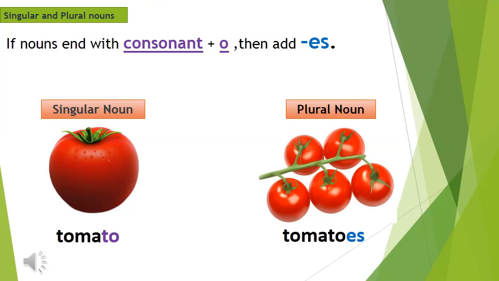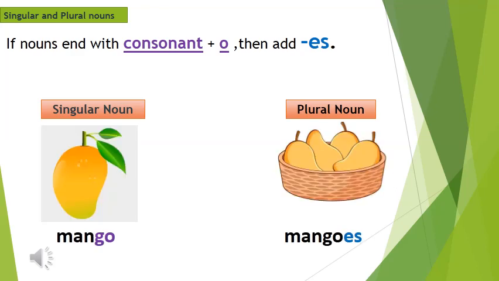There are some nouns that end with O. If there is a consonant before O, we will add ES to make them plural, like tomato. In plural noun, it will become tomatoes. Mango. We will add ES, so it will become mangoes.